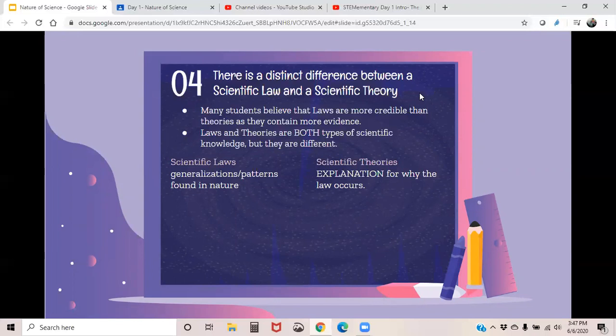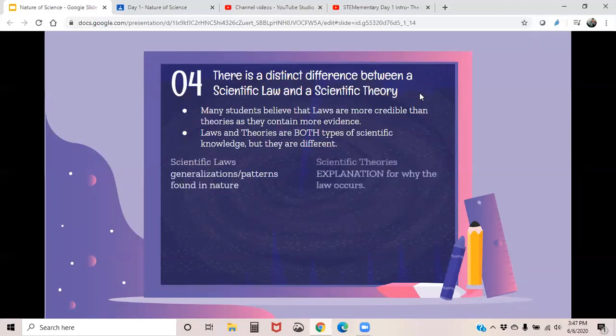Scientific laws never stem from scientific theories, right? Scientific theories can never become a scientific law. They are completely separate types of scientific knowledge. And so what are scientific laws? Scientific laws are generalizations or patterns that we see happening in nature all the time. Whereas scientific theories are explanations for why those things that we see happen.